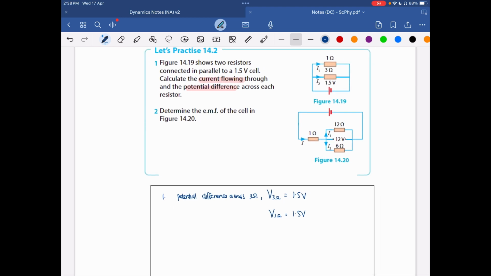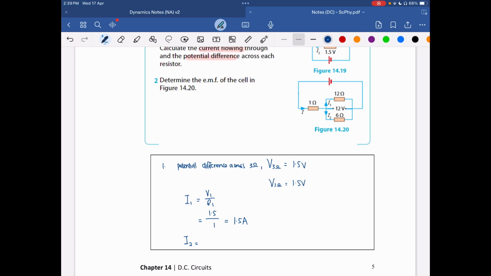First of all, since I have the potential difference, I have the resistance of each of the component. I can find the individual current. So the current flowing through the first component, for example, V equals to V1 over R1. So V1, which is the 1 ohm, is 1.5 divided by R1. So this gives me 1.5 ampere.